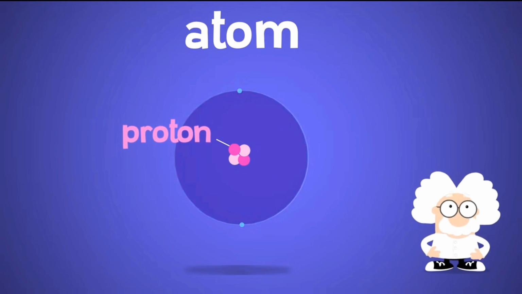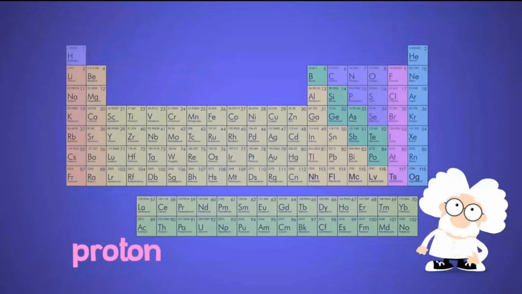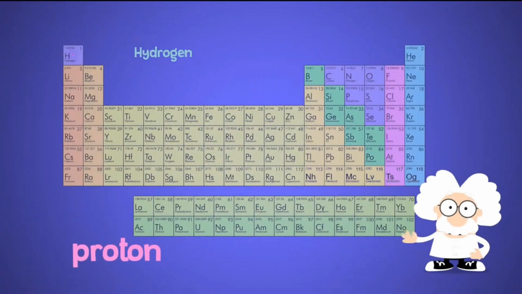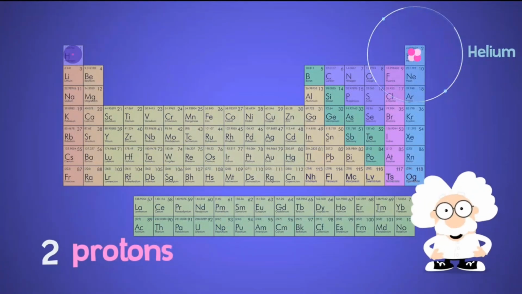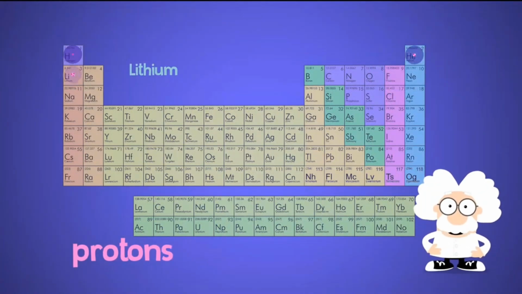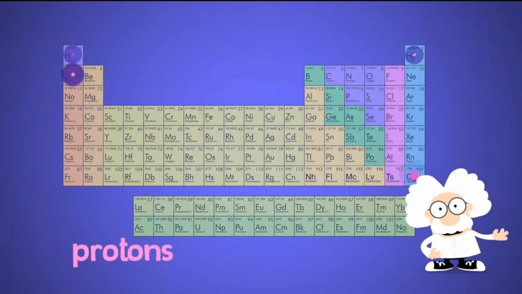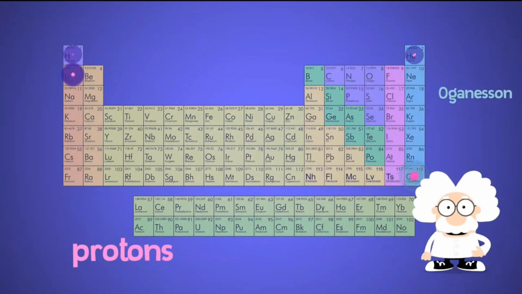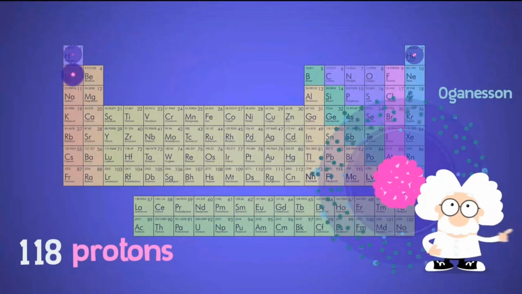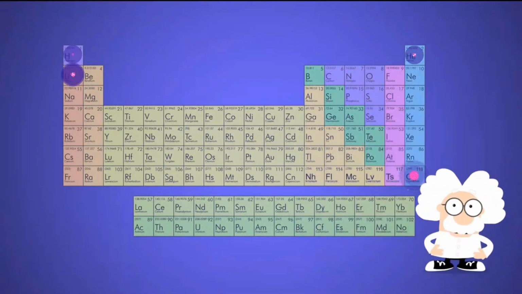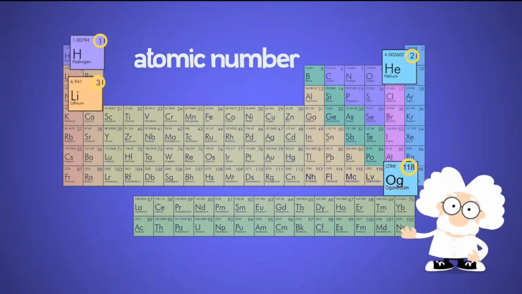For example, it's the number of protons inside an atom that makes each element different. If we look at the periodic table, the first element, hydrogen, has 1 proton. The second element, helium, has 2 protons. And the third element, lithium, has 3 protons. This goes on all the way up to the 118th element, oganesson, which has, that's right, 118 protons in its nucleus. By the way, the number of protons in an atom is also called its atomic number, which you can see here on the periodic table of elements.